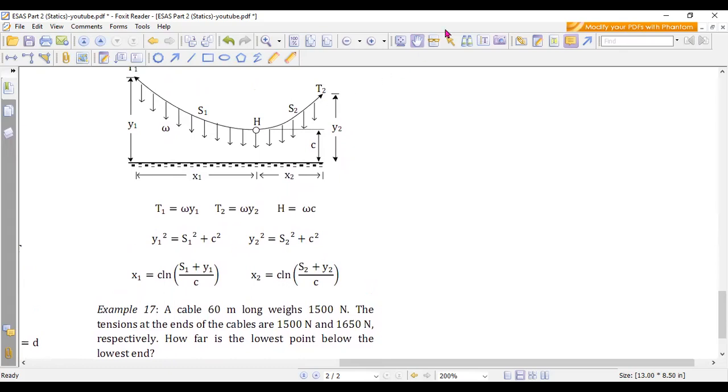So basically, we are being asked to obtain this distance. This is the lowest end, and this would be the lowest point. So this would be the distance that is being asked. We denote this one to be, let's say, h. So what would be the distance h? That is equivalent to y2 minus c. So of course we need to calculate y2, and then we need to calculate c.